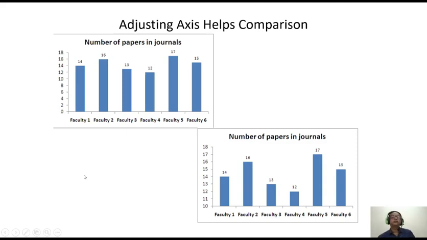Okay, now let us look at this. How, with the help of adjusting the axis, we can do the comparison. Now, these are the data. Say there are 6 faculties in an institute, and this is the number of papers they have published in research journals in the last 5 years.